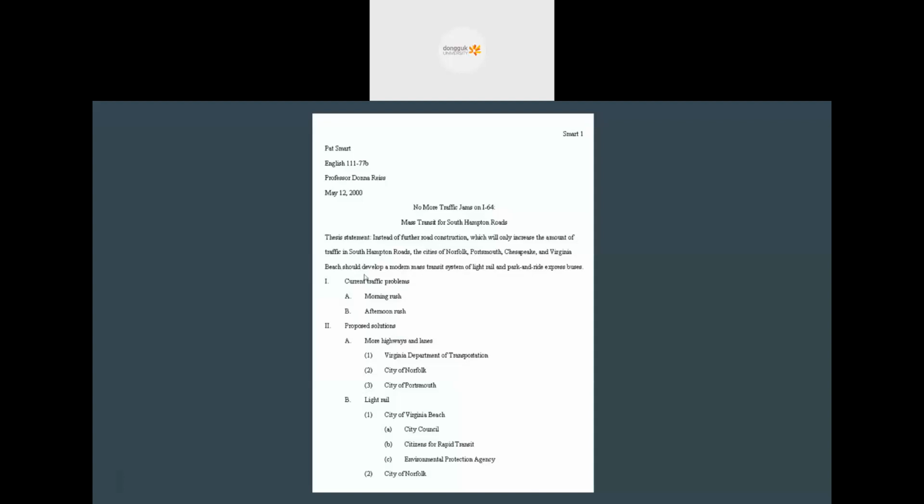Okay, so anyways, they have their one topic here and then two details. Then they have their second main point, which is the solution. And they have their first proposed solution, which is more highways and lanes. And then they have some examples, like they specify the different cities. And they talk about the Department of Transportation. Their second supporting point is light rail, a light rail system. And then they have some more support for their light rail system.